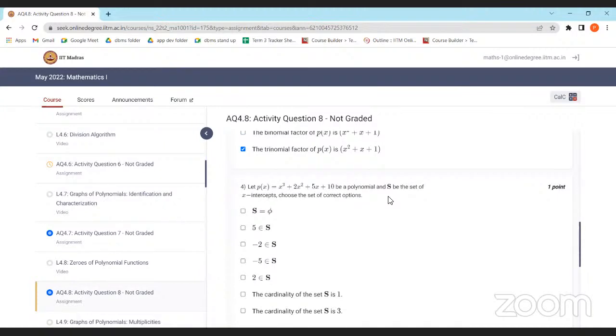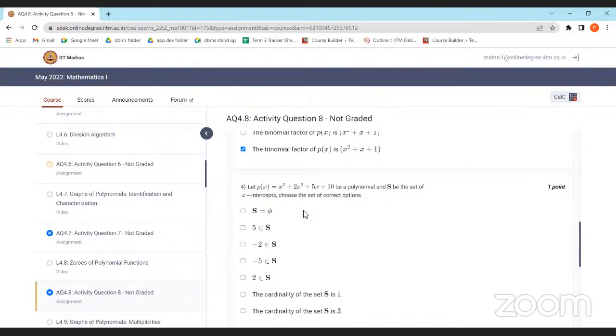P of x is a polynomial, and we have the set of x-intercepts. Choose the correct set of x-intercepts. X-intercept means zeros of the polynomial. So how do we find the zeros of the polynomial here? Factorizing it, if possible, simply finding the x. So how do we find the root of this, like where it cuts the x-axis?